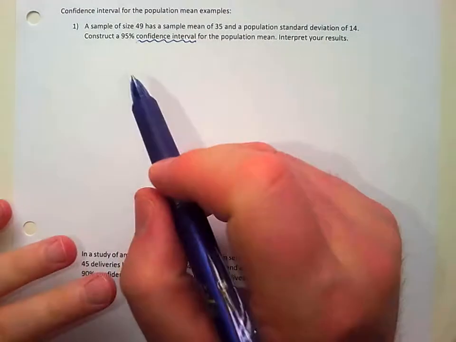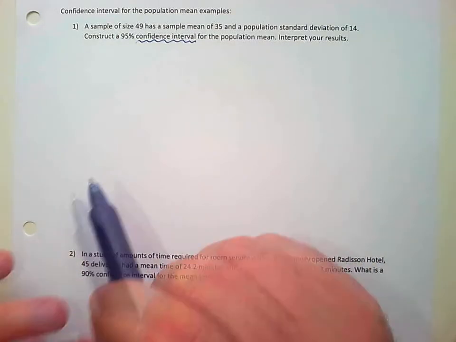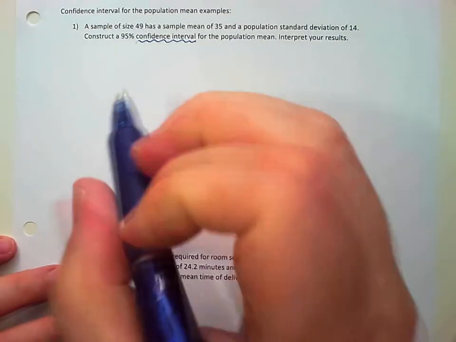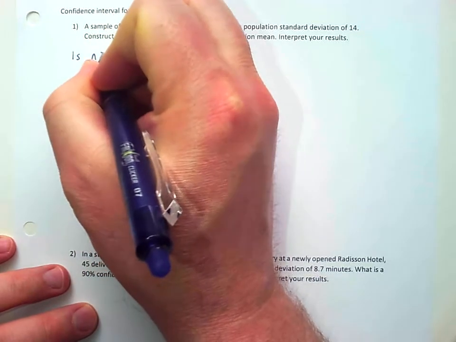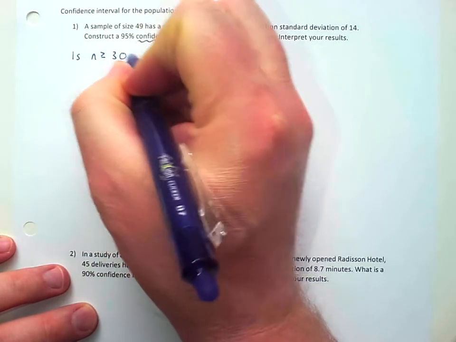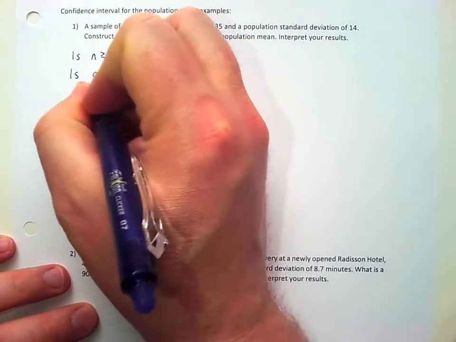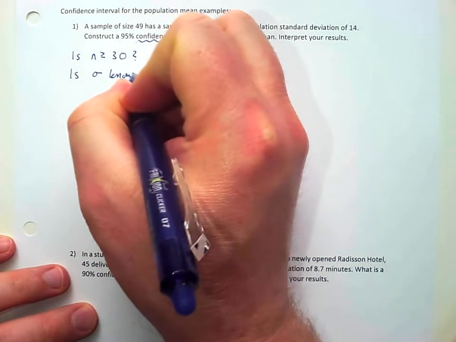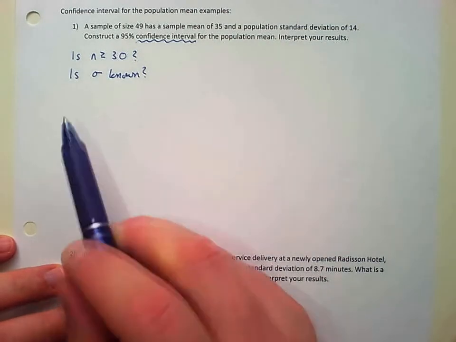So let's do it. All right. We're dealing with a Chapter 7 question. The first step in every single Chapter 7 question that we're going to do is we're going to ask ourselves those two questions that we just had on the previous page. Is n greater than or equal to 30, and is sigma, which is our population standard deviation, known? So let's go through it.